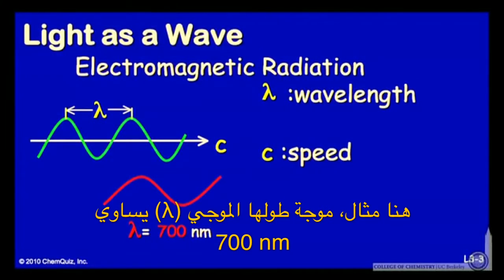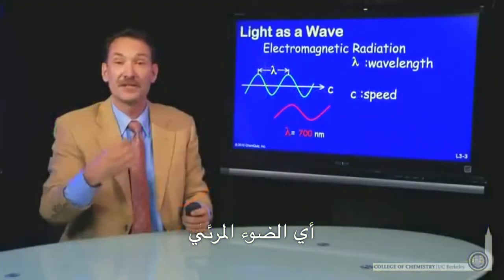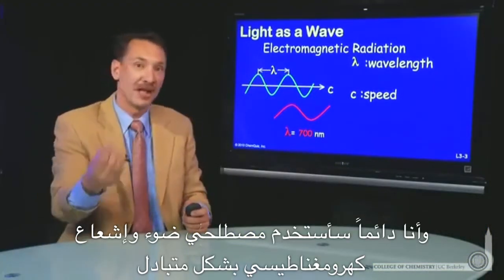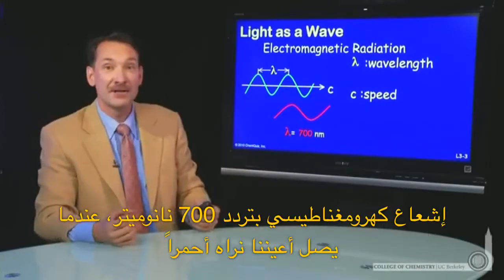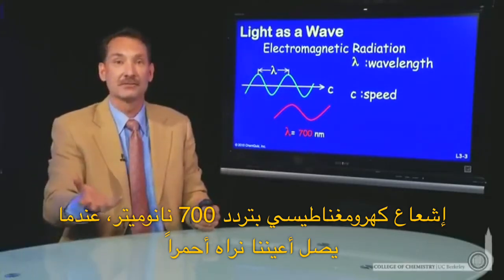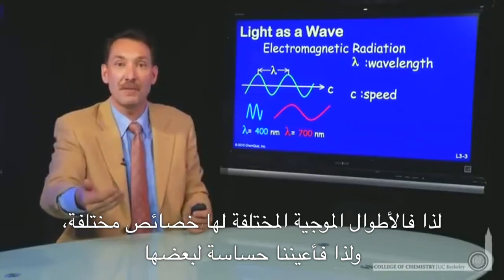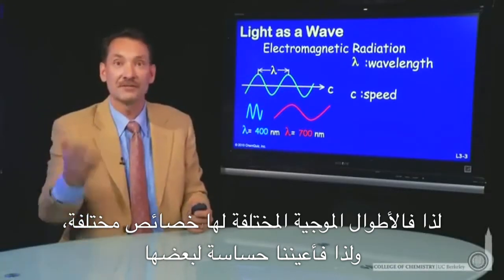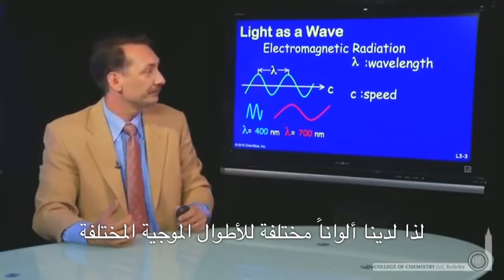Here's an example, 700 nanometer wavelength. That corresponds to a wavelength in the visible region of the electromagnetic spectrum, visible light. I'll often use the terms light and electromagnetic radiation interchangeably. When 700 nanometer electromagnetic radiation strikes our eye, it appears reddish. Electromagnetic radiation with wavelength 400 nanometers appears bluish. So different wavelengths have different properties, and for some electromagnetic radiation, our eyes are sensitive to them. So we have different colors for different wavelengths.